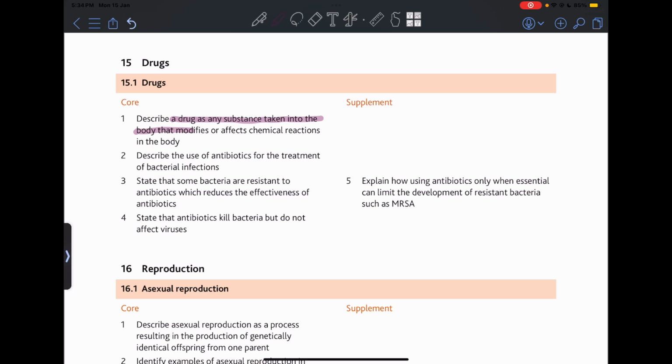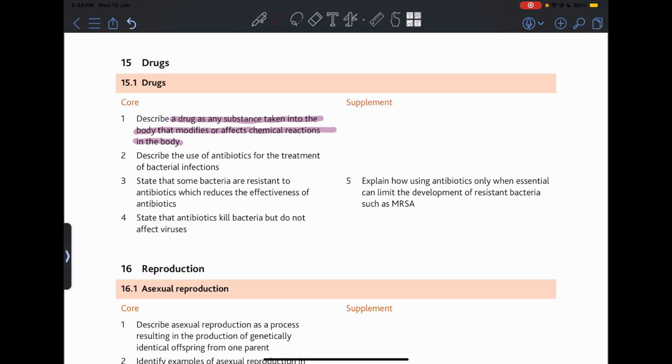Describe a drug as any substance taken into the body that modifies or affects chemical reactions in the body. So this is the definition of a drug. It is anything that is not made by your body. It is man-made, and you take it in to affect the chemical reactions that naturally occur in your body.